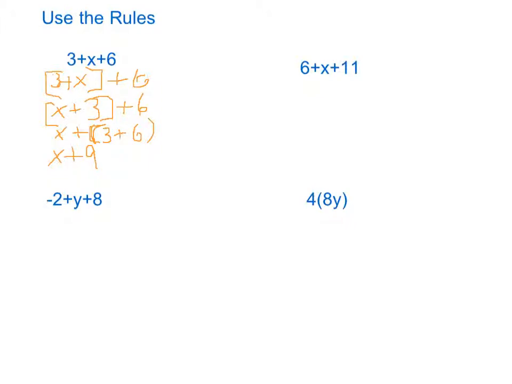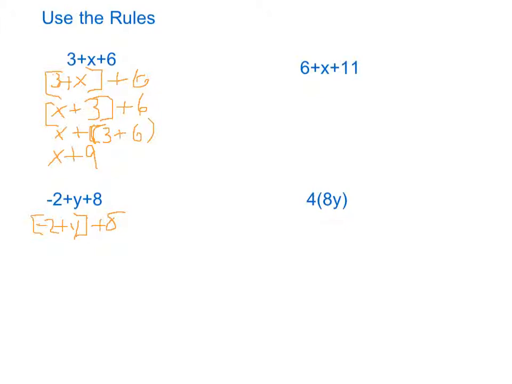For part of your homework tonight, I'd like you to try this, 6 plus x plus 11. Give it a shot. Let's see what you come up with. Okay? All right. And let's go on to the next one. Now I'm left with -2 plus y plus 8. So first of all, I'm going to need to do some changing around. So let's see, I've got -2 plus y in brackets plus 8.